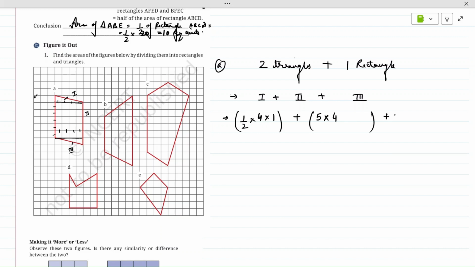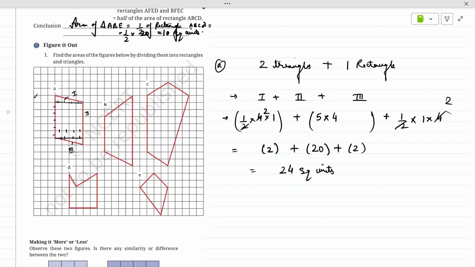This is for the inner rectangle. Now coming to the third triangle, which is this one. This is half into base 1 into height. What is this one? Again 1, 2, 3, 4. Now just the normal calculation. From here we are getting 2, here we are getting 20, and here also again we are getting 2. So if we combine all these, we will get the answer as 24 square units. This is the combined area.